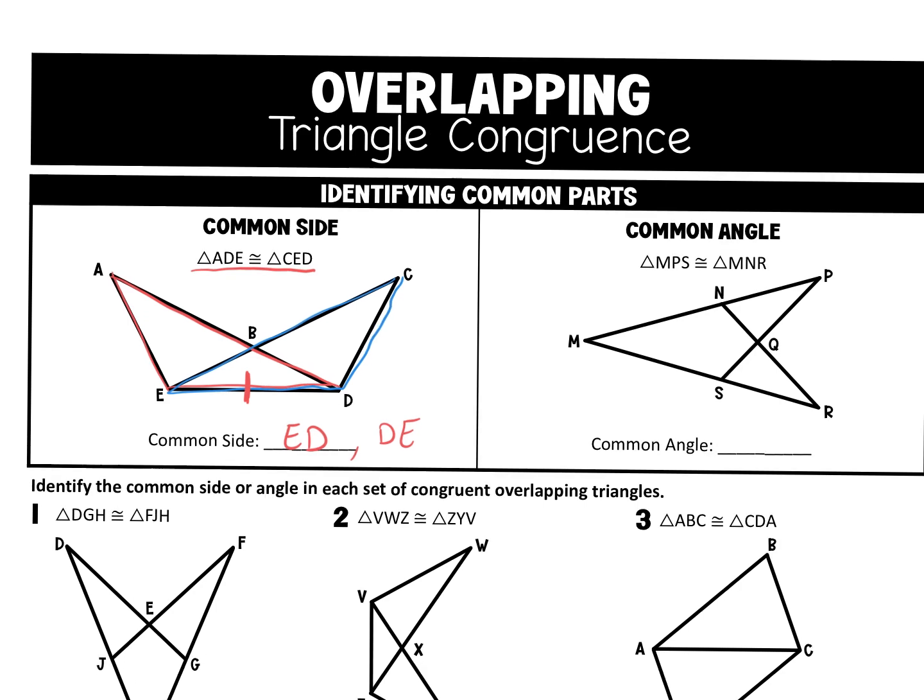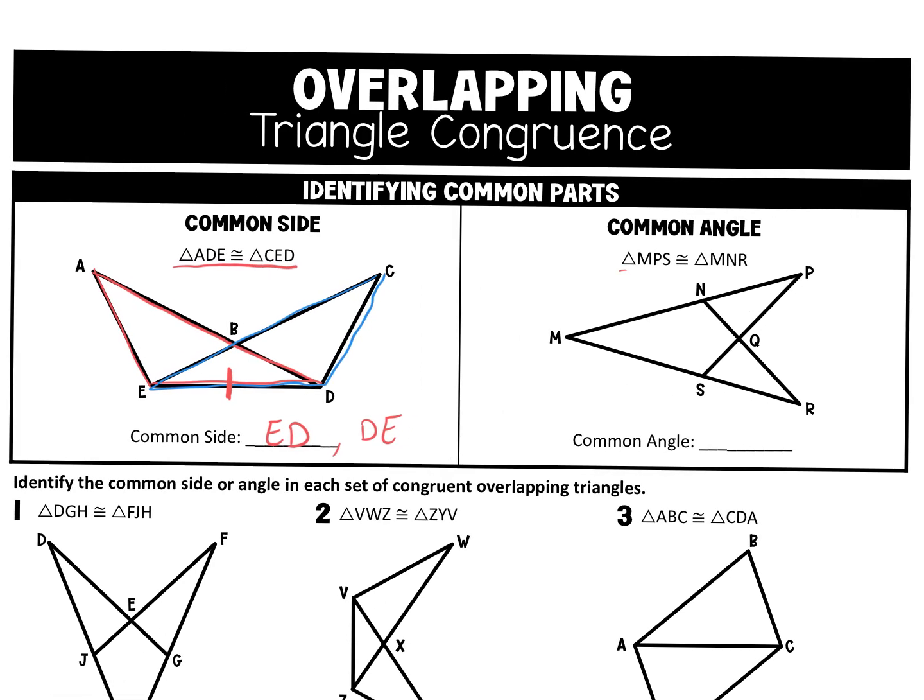Okay. Similar with common angles. Again, it's important to know what triangles you're looking at. So we're looking at these two right here. What is in common? What do they share? They share a common angle at M, so I can say that M is going to be congruent to itself. So the common angle would be angle M. Overlapping triangles are always going to have a common side or a common angle.